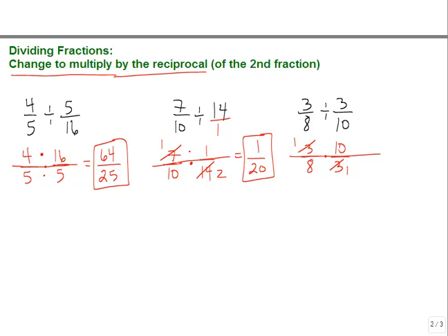Now 8 doesn't go totally into 10, but they do share a common factor. They're both divisible by 2. So if I divide 8 by 2, I'd be left with 4. If I divide 10 by 2, I'd be left with 5. So now that we've reduced, let's multiply the leftovers. We're left with 1 times 5, which is 5, and 4 times 1, which is 4. So my answer is 5/4.